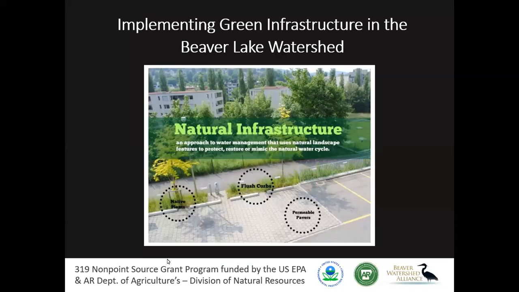So this online series that we're having today is part of this grant to provide education and technical training for low impact development.